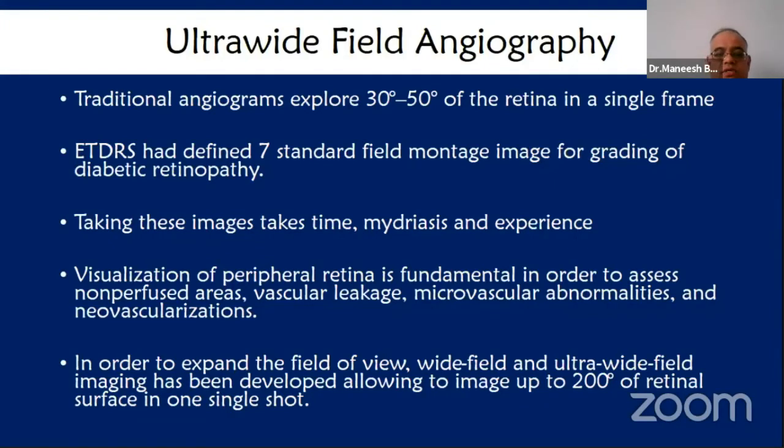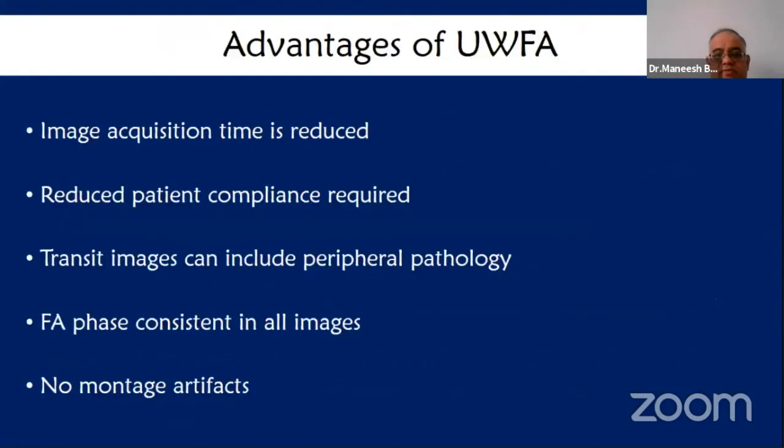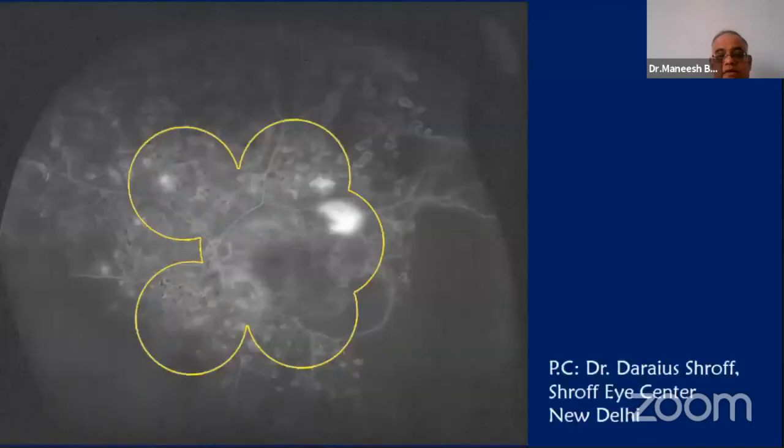Ultra-wide field imaging gives us a much wider field of view, and we can see all the stages of fluorescein angiography in a single frame. With the modern systems, we can get up to 200 degrees of retinal surface in a single shot. The image acquisition time is reduced, and less patient compliance is required. Transient images can be obtained and include peripheral pathology. The fluorescein angiography is consistent in all image phases, and there are no montage artifacts.